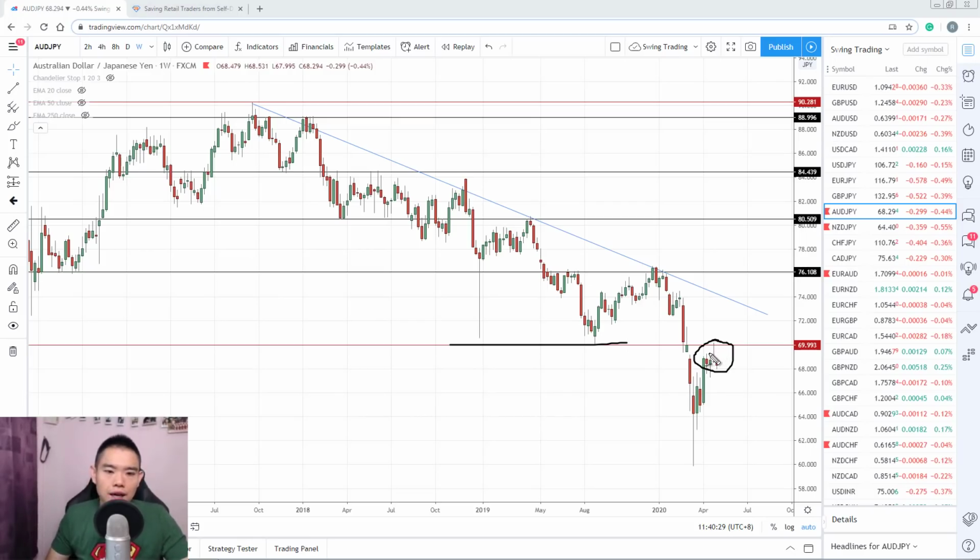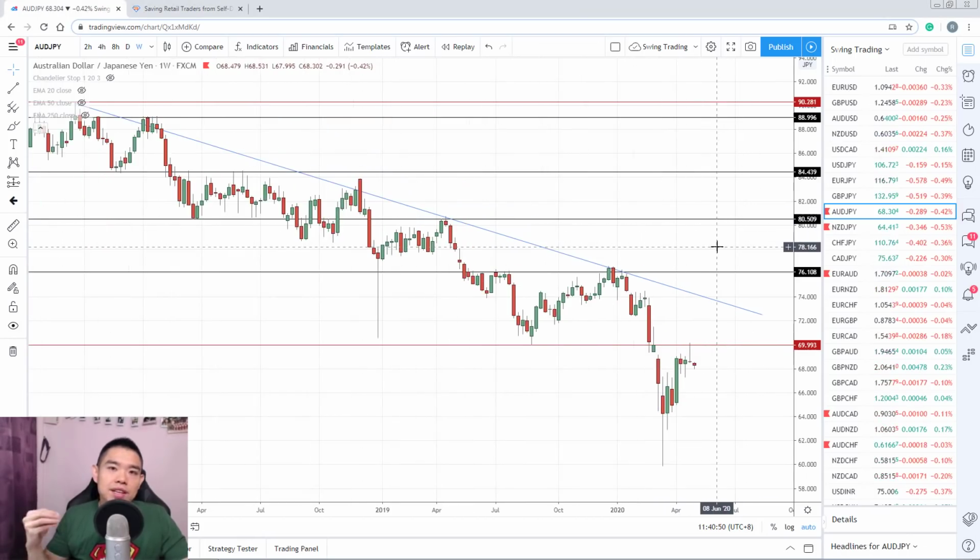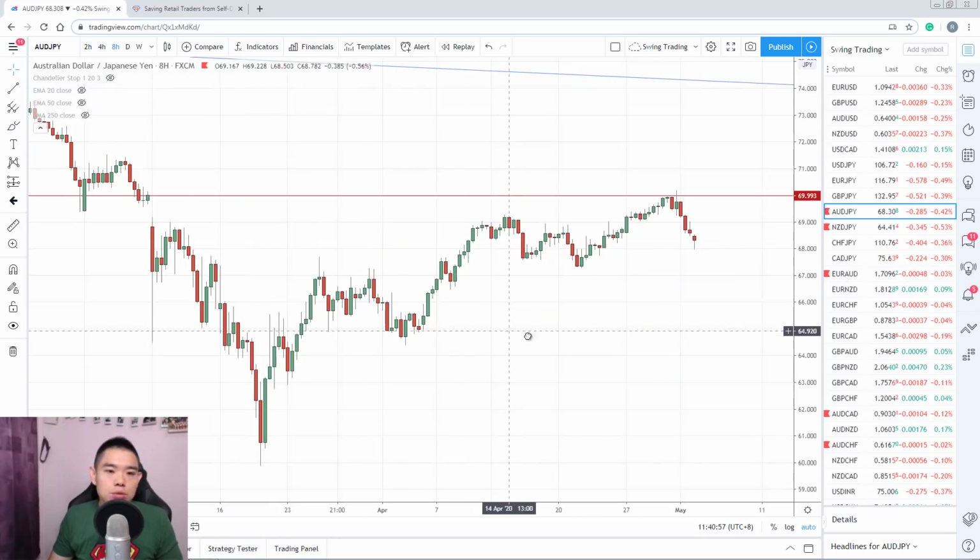Or is this a gravestone doji? I can't exactly remember the exact name. I think it's a gravestone doji showing price rejection around the $70 price level. So at this point, you can see that there's a little bit of selling pressure coming in, and if you want to better time your entry, you can go down to a lower time frame. In this case, let's say the 8-hour time frame to time your entry.